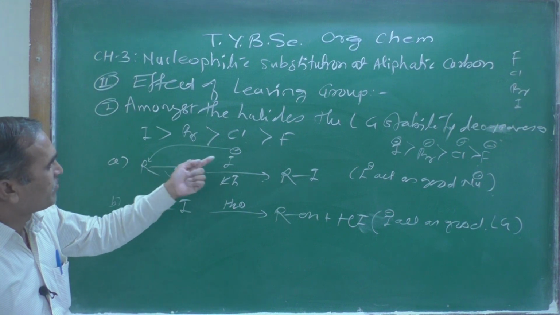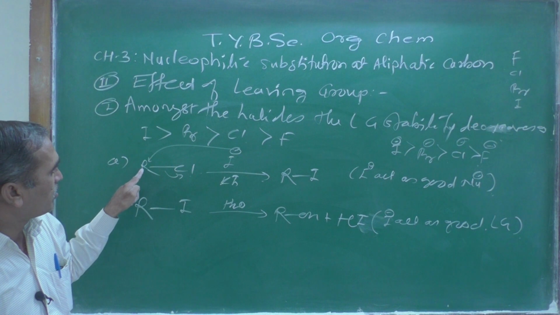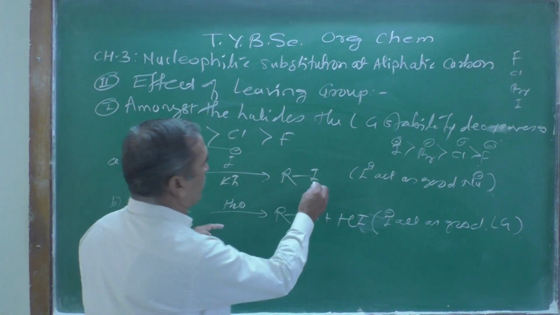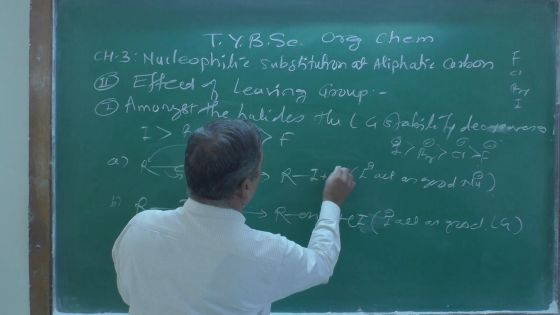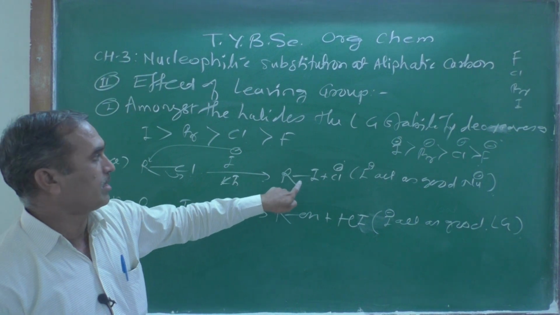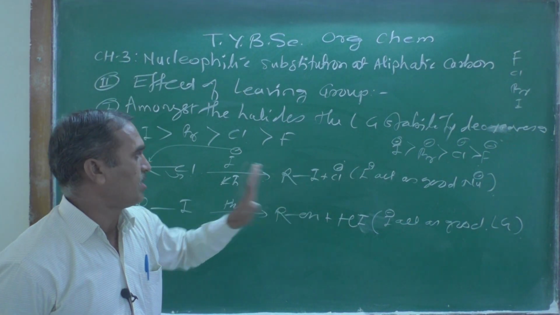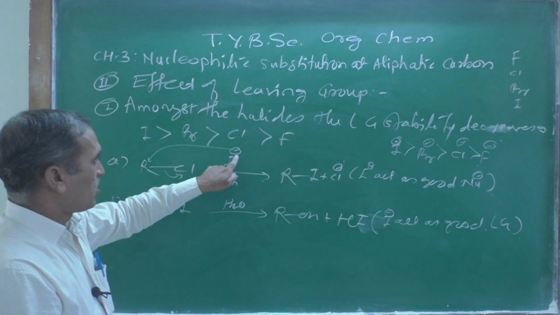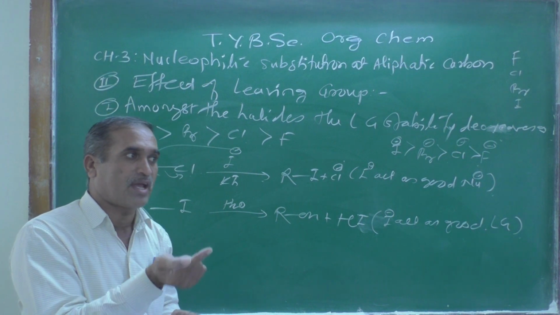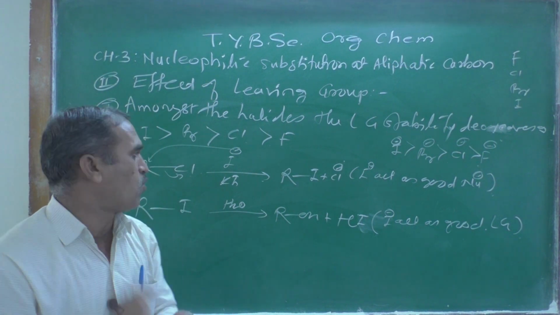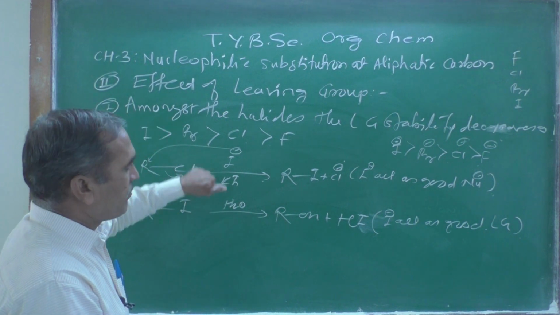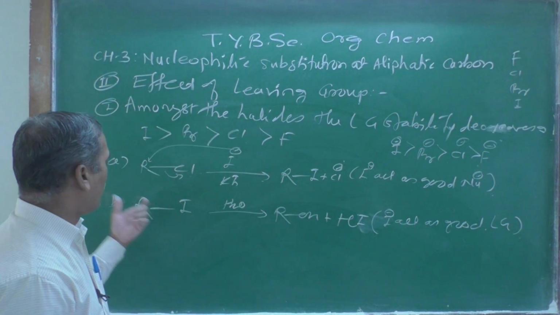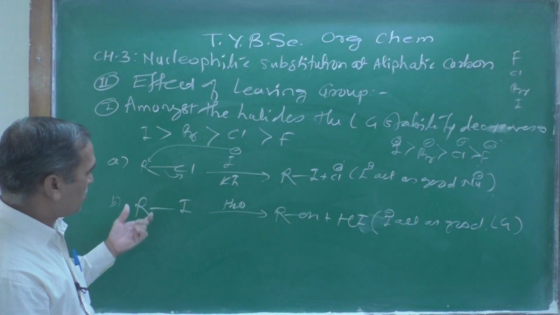If you observe these two reactions carefully, what do you see here? Here I minus attacks that R, there is a departure of chlorine, and we get the formation of alkyl iodide, and Cl is the leaving group. Here I minus acts as a good nucleophile, because a nucleophile is nothing but a species attacking the carbon atom, forming a new covalent bond. So that is the definition of a nucleophile, and therefore I minus acts as a good nucleophile. Whereas in the second reaction, what do you see here?